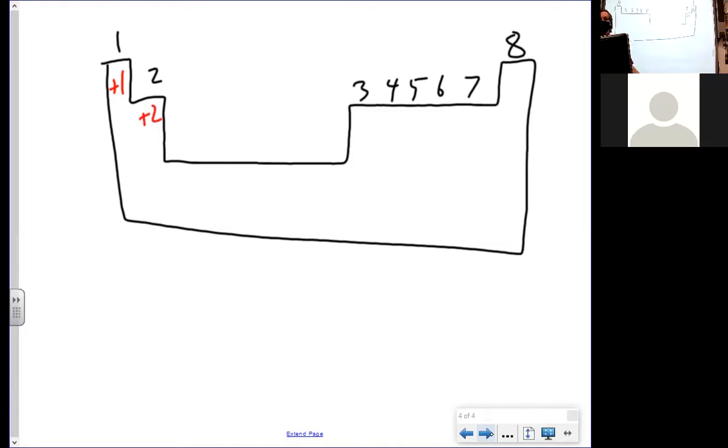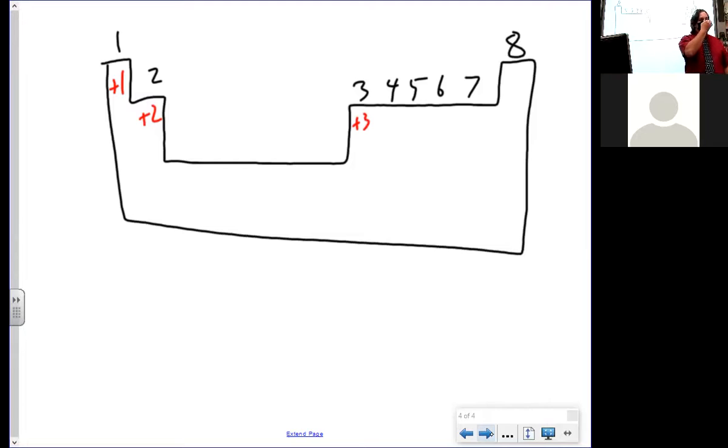Group 3 or group 13? Positive 3. All right, we can see a pattern, but I'm going to stop at the 14 because 4 is weird. Because what are you trying to get to? 8. And you could either gain 4 or lose 4. So I'm guessing what? 4 neutral?